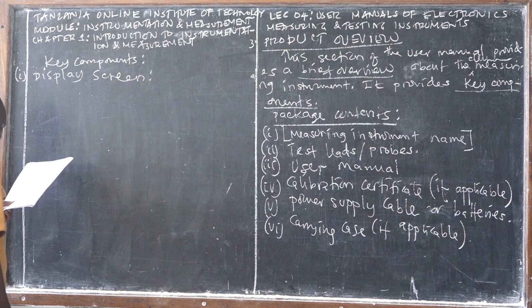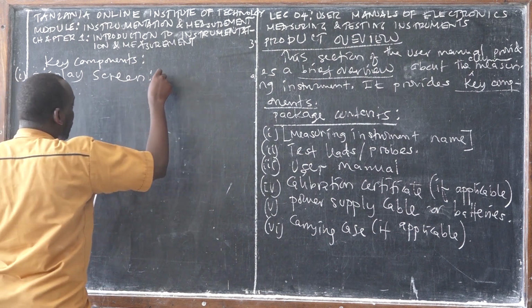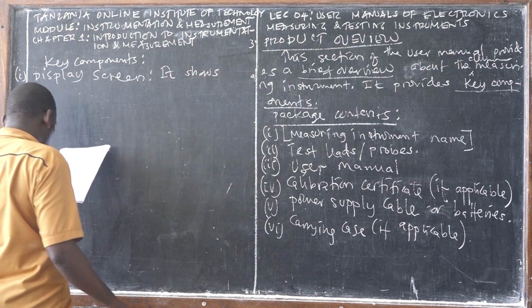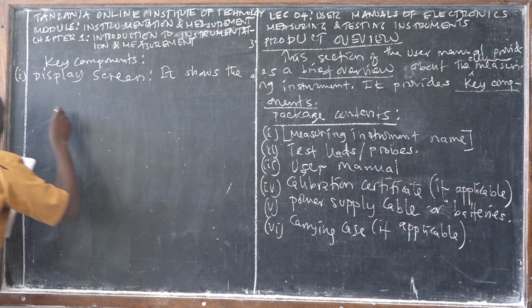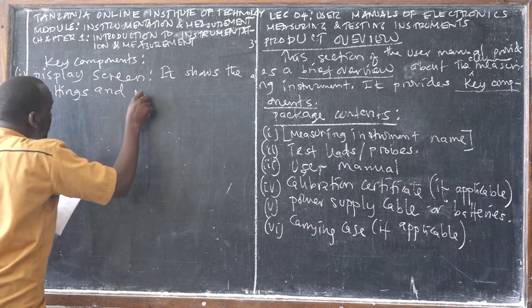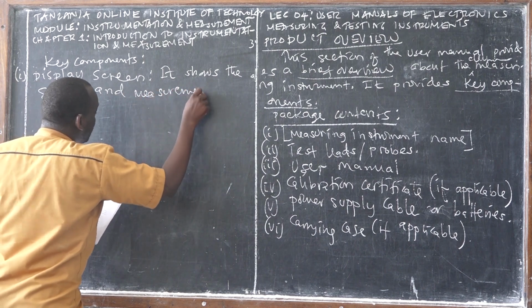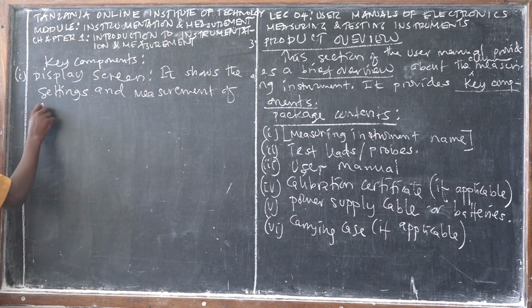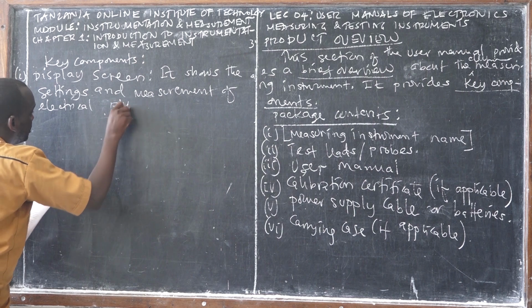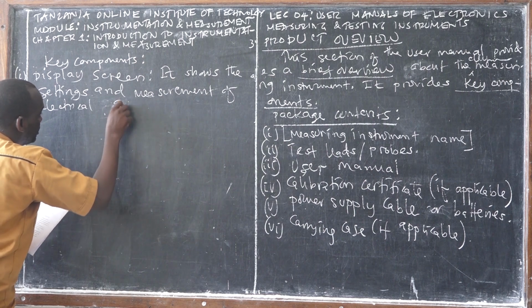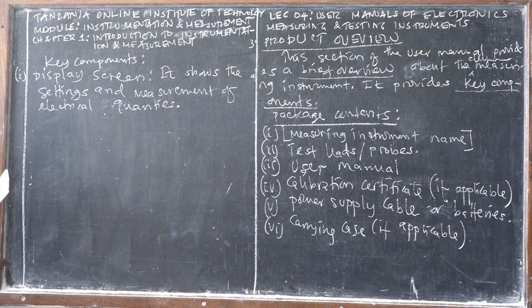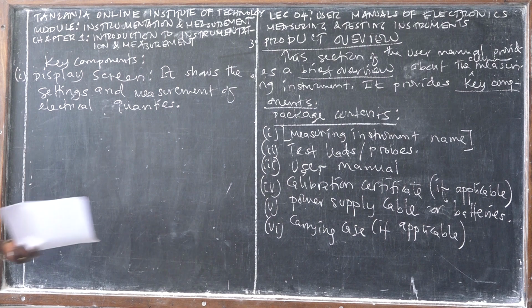What is the function of the display screen? It shows the settings and the measurements of electrical parameters, or electrical quantities. So this is a very important part. Does the instrument have a display screen or does it not have one?